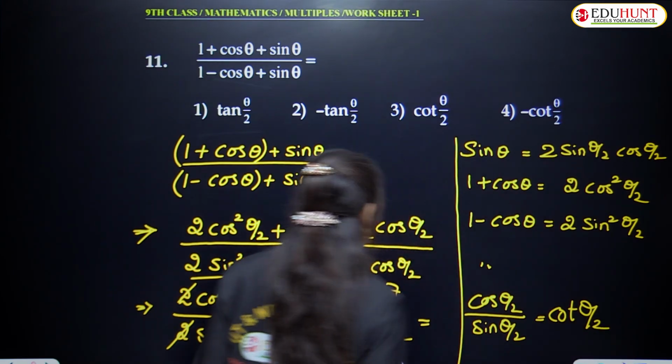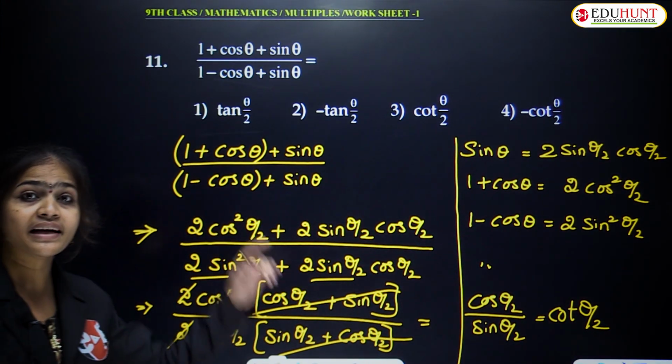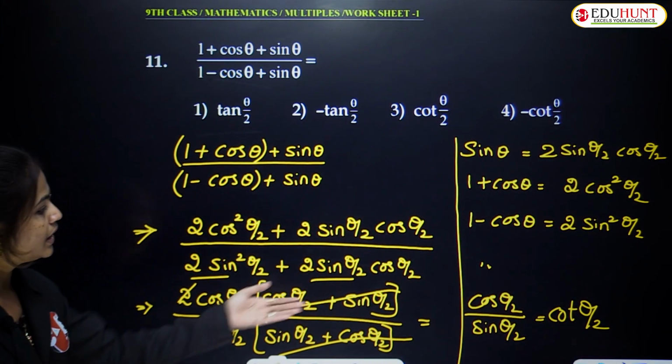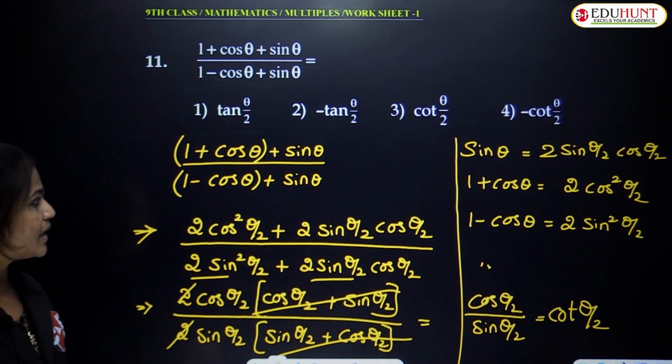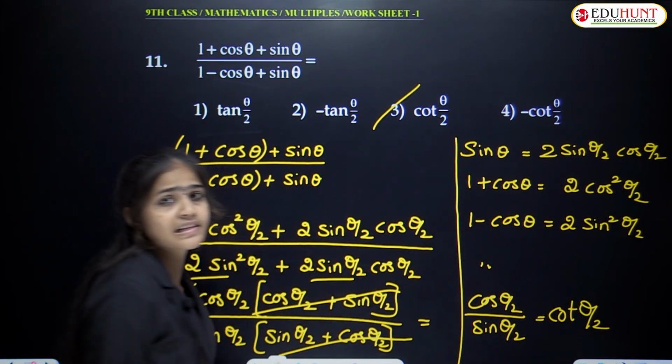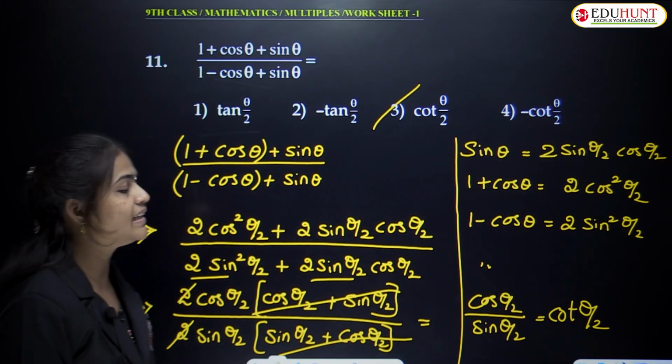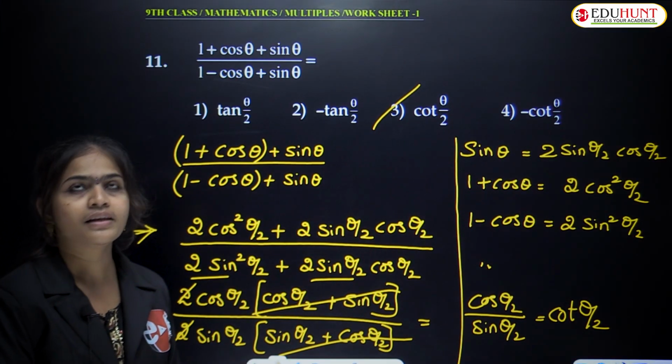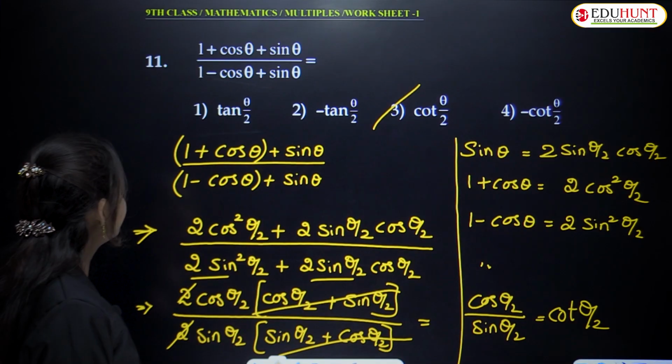So the answer is just like the previous question, the 10th one, but there we got 2 cot theta by 2. Here it is cot theta by 2. Okay, so which option is correct? Here option 3 is correct, that is cot theta by 2. Am I clear, children? Yes, let us see the next question.